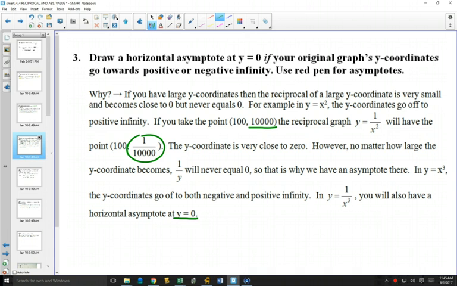So the first thing we're going to look at, non-permissible values. Do we have any x-intercepts? They're going to become vertical asymptotes. Then we're going to look at our original graph. Does it go up forever or down forever? Then we're going to have a horizontal asymptote at y equals 0. So we can kind of combine point 2 and point 3 together as asymptotes.